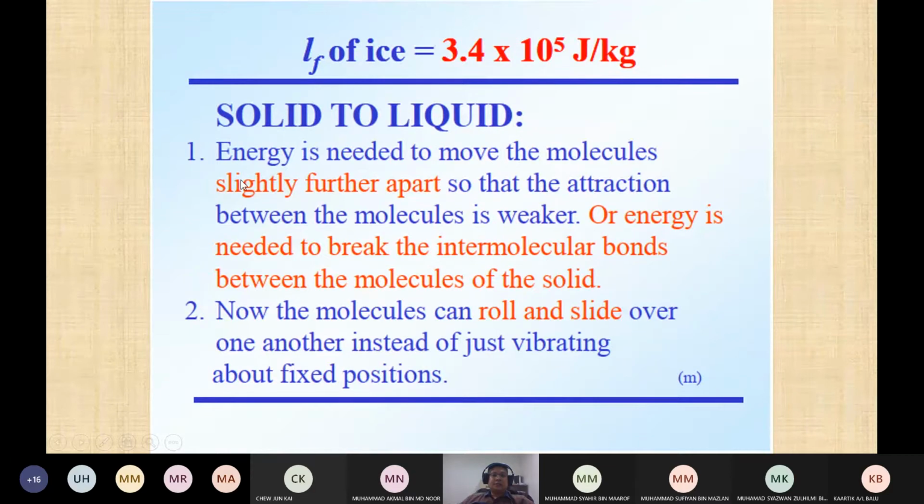Now, solid to liquid: energy is needed to move the molecules slightly further apart so that the attraction between the molecules is weaker. So energy is needed to break the intermolecular bonds between the molecules of the solid. Actually, in the solid phase, the material has one bonding within the molecule, sometimes two bondings, depending on the material type. So every molecule is bonded by one bonding within the molecule, like gum, something like that.